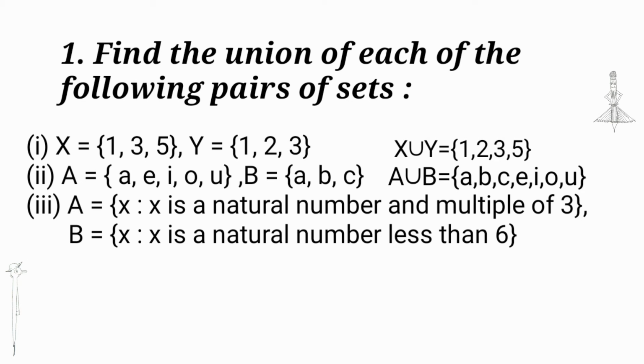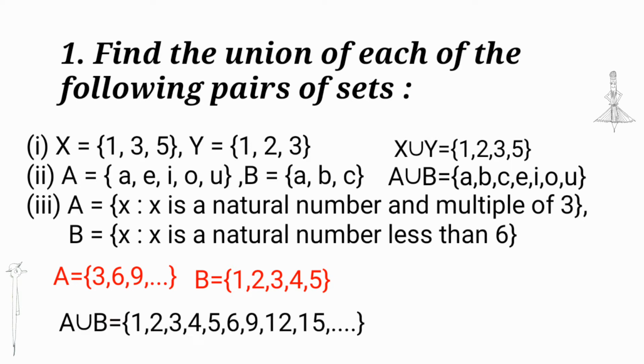Next, A is equal to {x such that x is a natural number and a multiple of 3}, and B is equal to {x such that x is a natural number less than 6}. We get A is equal to {3, 6, 9, etc.} and B is equal to {1, 2, 3, 4, 5}, and A union B is equal to {1, 2, 3, 4, 5, 6, 9, 12, etc.}.